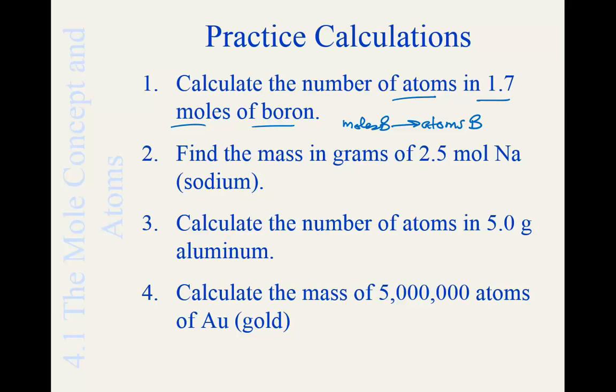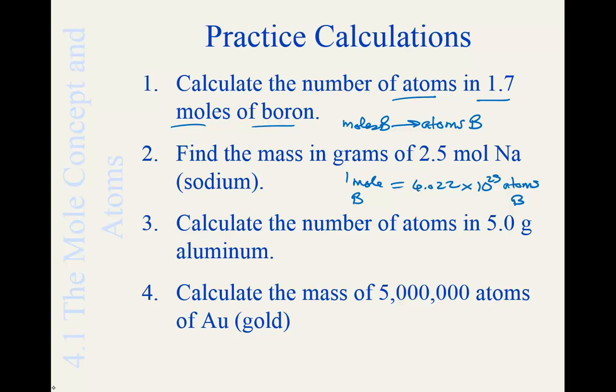All right, so we have to know, is there a relationship between moles and atoms? And yes, there is. We know that 1 mole is equal to Avogadro's number of substances. So if it's 1 mole of boron atoms, that means we have Avogadro's number, 6.022 times 10 to the 23rd atoms of boron. We're going to use this equality to make a conversion factor to convert moles of boron to atoms of boron.